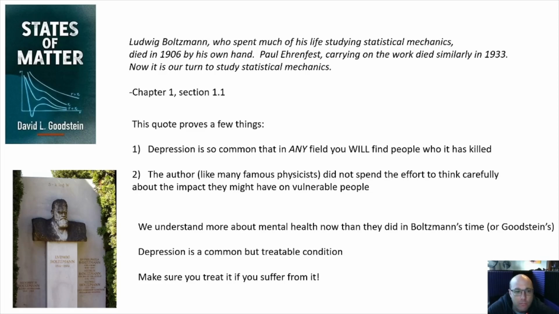So this is a bit of a false premise that Goodstein is setting up here. Point number two is that Goodstein is, of course, a famous scientist who is not thinking carefully about the impact that their words might have on vulnerable people. That's a common thing. We know more about mental health now, and we know that it's really common to struggle with depression, and it's also treatable. So if you're suffering from depression like Boltzmann and Ehrenfest and many, many other people, make sure you treat it.